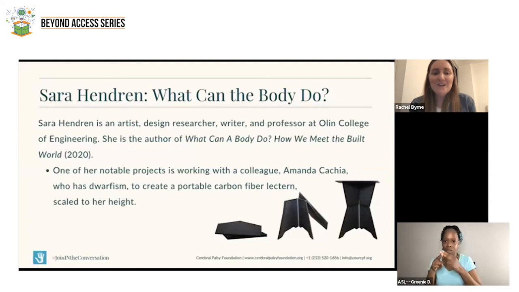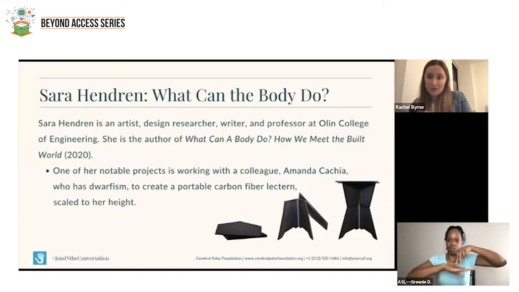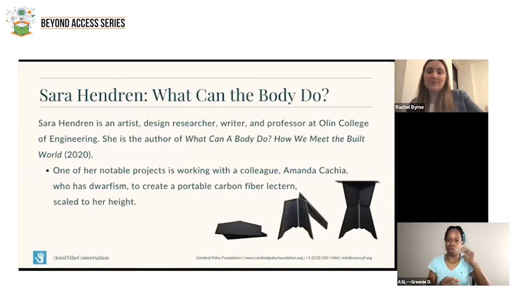One of her notable projects is working with a colleague, Amanda Kachia, who has dwarfism, to create a portable carbon fiber lectern scaled to her height. One of the biggest things that Amanda said is, I'm lecturing, I'm doing all these different things, but I don't have a lectern that I can go up against. I would have to either stand on a chair or something behind that lectern. It's not appropriate for me.